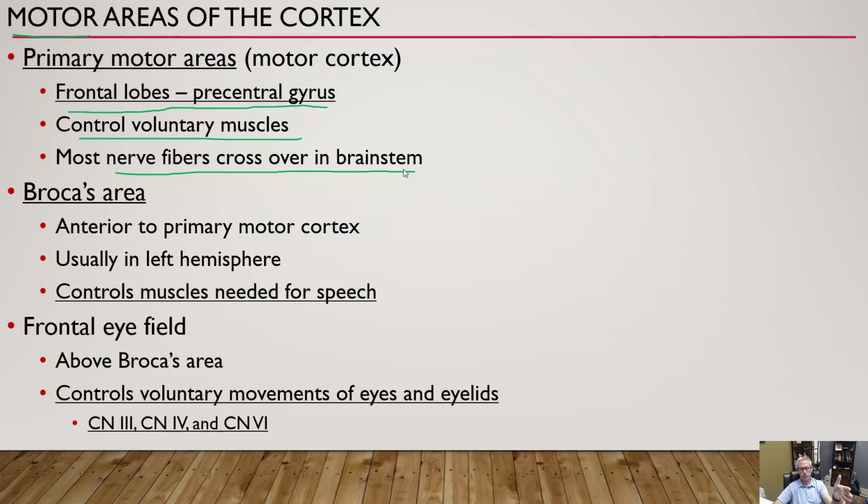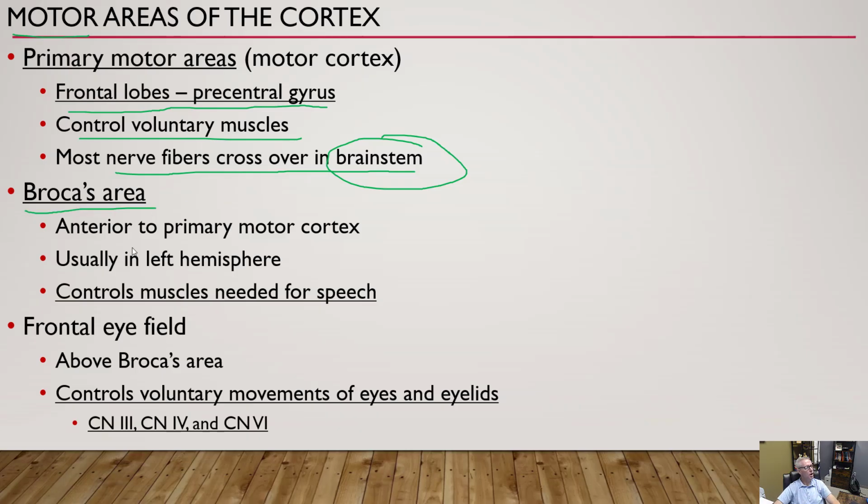And I'm sure you know that the right side of the body controls the left side of the brain. The left side of the brain controls the right side of the body. So at some point, these nerve fibers will cross over, either in the spinal cord or in the brain. But here, these nerve fibers actually cross over in the brainstem, not in the spinal cord.